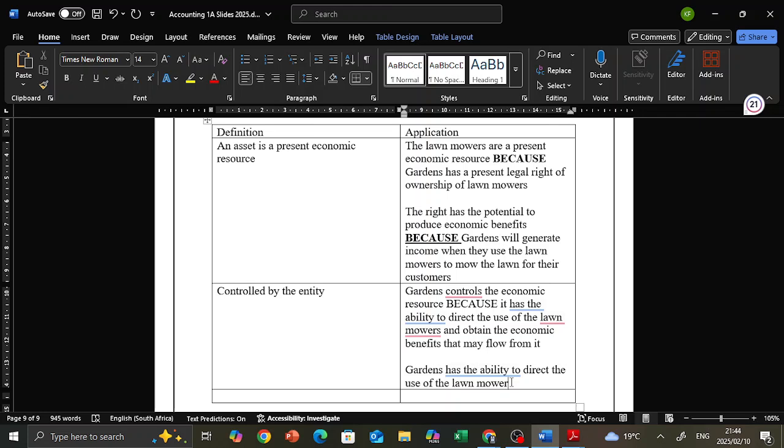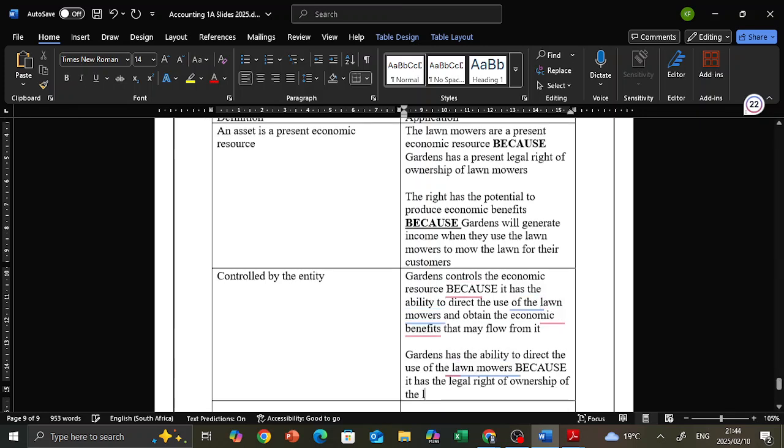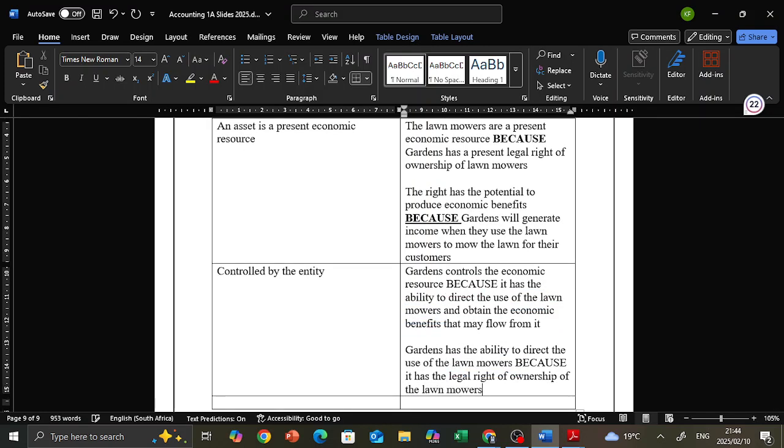Yes, nice. Right? Gardens has the ability to direct the use of the lawnmowers because it has the legal right of ownership of the lawnmowers, which allows them to mow the lawn for their customers.